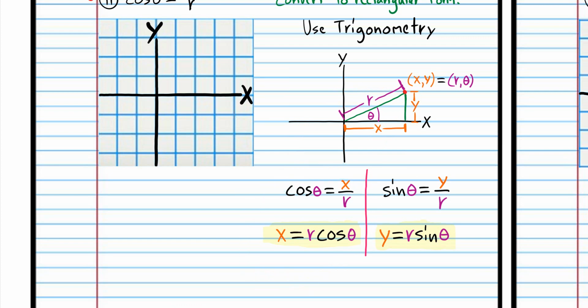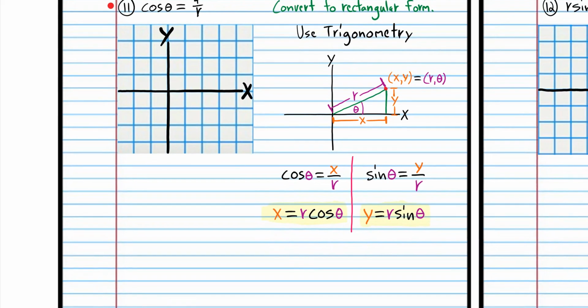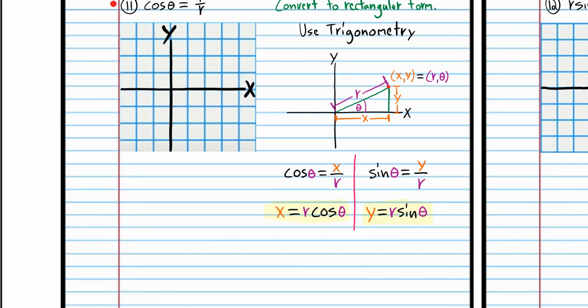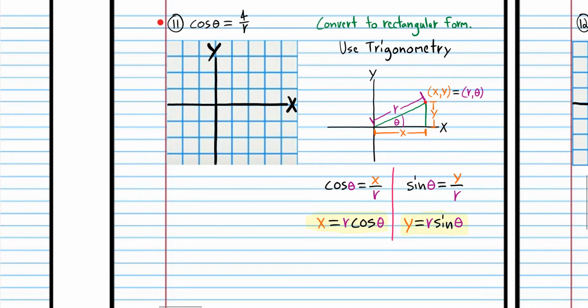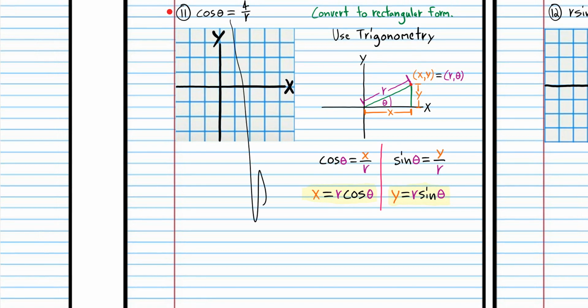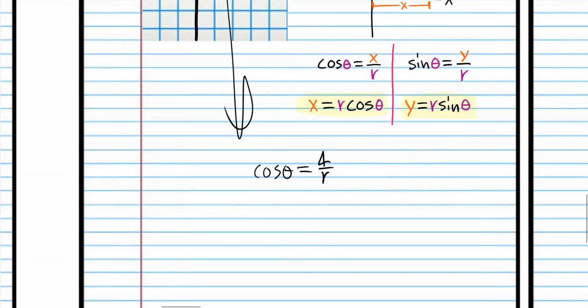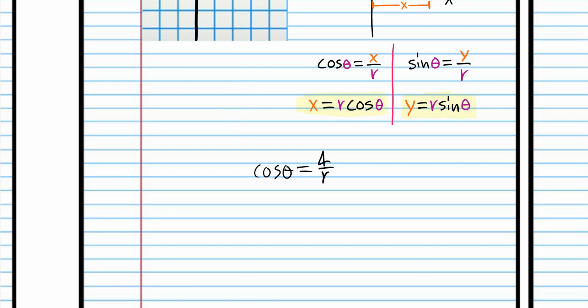If we solve for x, we can see that x is always going to be equal to r times cosine theta, and the same thing with y. Y is equal to r times another trigonometric function, sine theta. So there's a lot of different ways to think about this, but what I'm going to do is rewrite this equation down here. There isn't just one way to do this, but I'm going to multiply both sides of the equation by r.